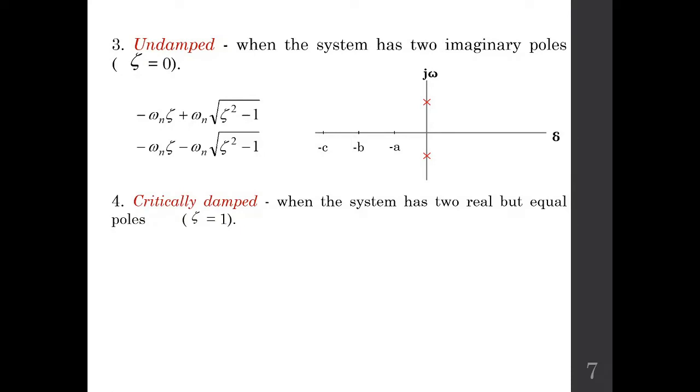The fourth and the last case is the critically damped. Say for example, if we put zeta is equals to 1 in these 2 equations, we will always get 2 real but equal poles like this. So these are actually 2 poles that are on the same point. So we'll say a system is a critically damped system if zeta is equals to 1.